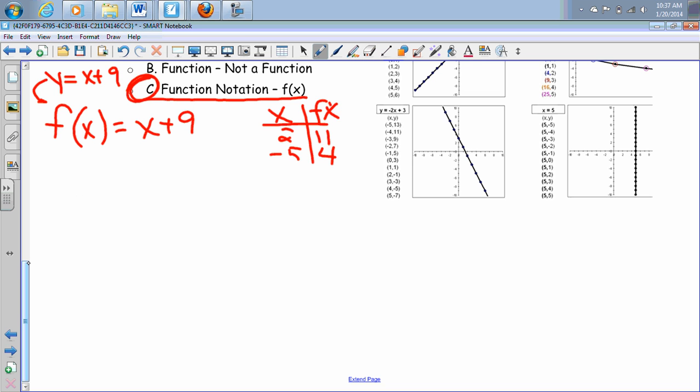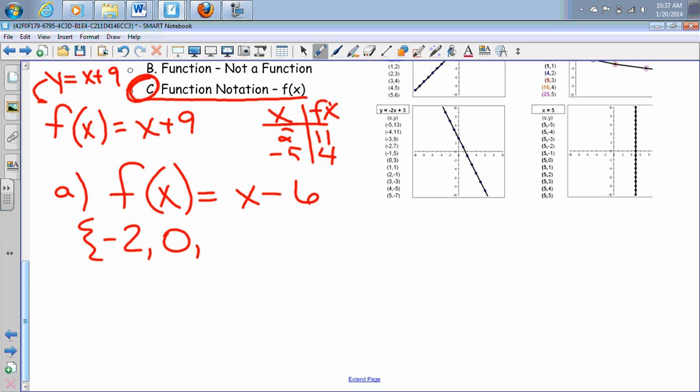We're going to look at A. It's f of x equals x minus 6. And remember, our domain is -2, 0, and 5. Usually you use these funny little brackets to show a set of numbers. Okay? So when I do that, that means I'm substituting -2 in for x, 0 in for x, and 5 in for x. So let's come up with the range.